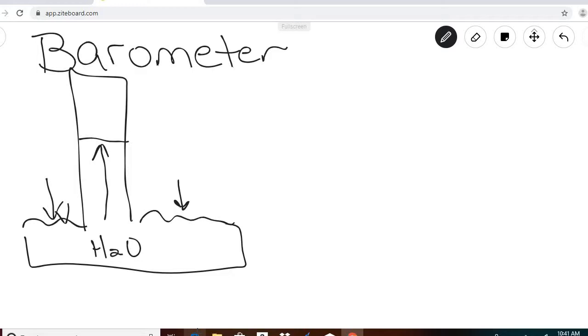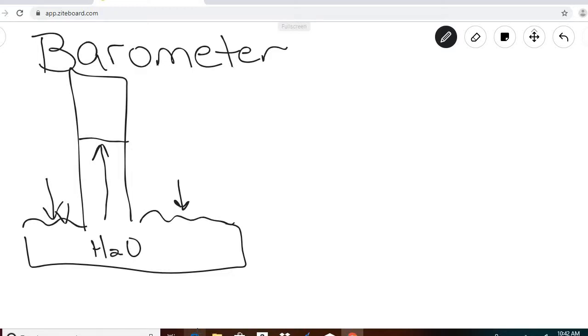And the reason that this is important is that when weather patterns change, the atmospheric pressure changes. So we use barometers as one way to predict and track weather. Usually when you hear a weather report, they will report the barometric pressure and also indicate whether the pressure is rising or falling, because that can be used to indicate and predict weather patterns.